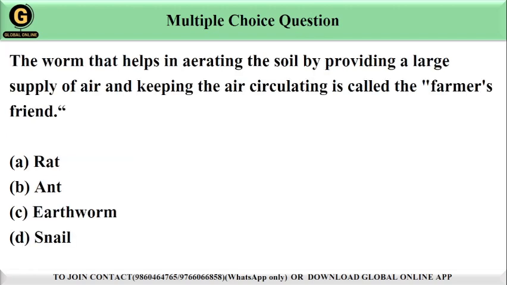Let's move to the next question. The worm that helps in aerating the soil by providing a large supply of air and keeping the air circulating is called the farmer's friend. We have option for this question. Option A, rat. Option B, ant. Option C, earthworm. And option D, snails. Guys, the correct answer is going to be option C, earthworm. The reason is earthworm are called farmer's friend because their burrowing action improves soil aeration, allowing air and water to penetrate the soil more effectively. They also decompose organic matter, enriching the soil with nutrients. So the correct option for this question is option C, earthworm.